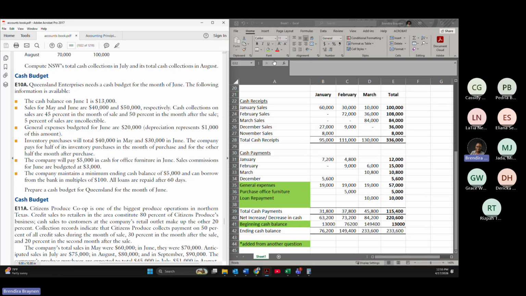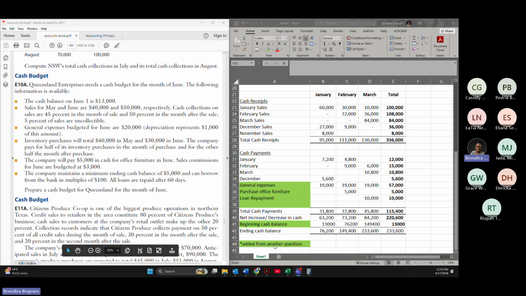Yes, somebody had a question? So you say that if we take out a loan, that would be in cash receipts, right? Yeah, if I take out a loan, it would be in cash receipts, yeah. So like, how would you do that?